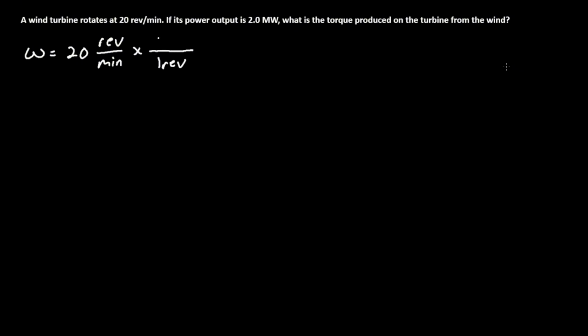1 revolution is equal to 2 pi radians. And 1 minute is equal to 60 seconds. So all we need to do is multiply 20 by 2 pi divided by 60. If you do that, then your angular velocity is 2.09 radians per second.